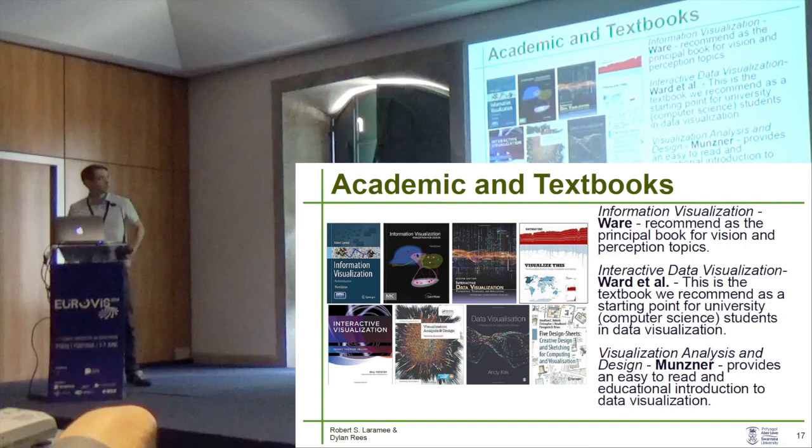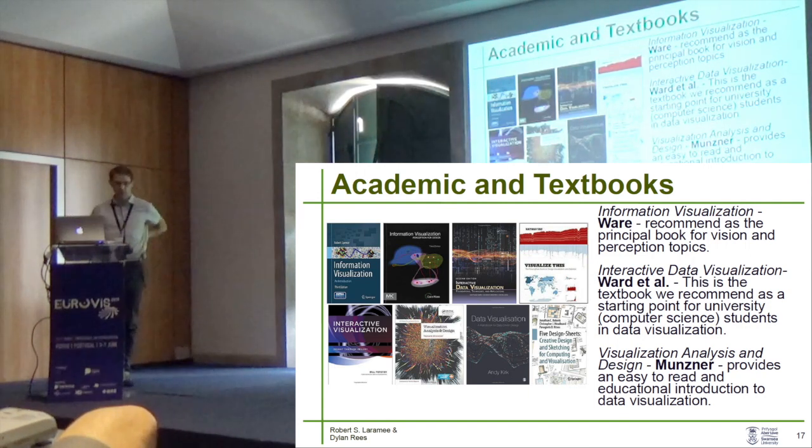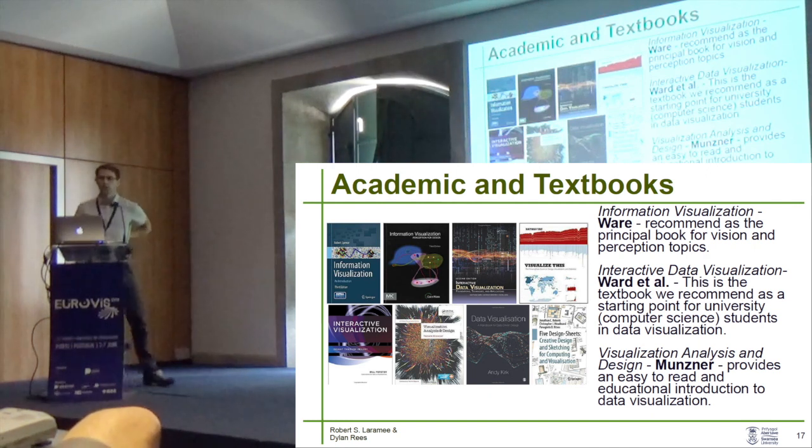A few more recommendations then. So onto the academic and textbooks classification. Here we have 8 books. These are predominantly aimed at students or people in academia, so they tend to be more technical than some of the other books. They provide good background information and explain why things are as they are.